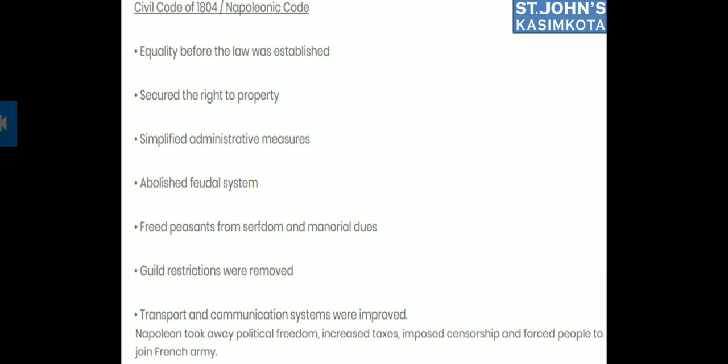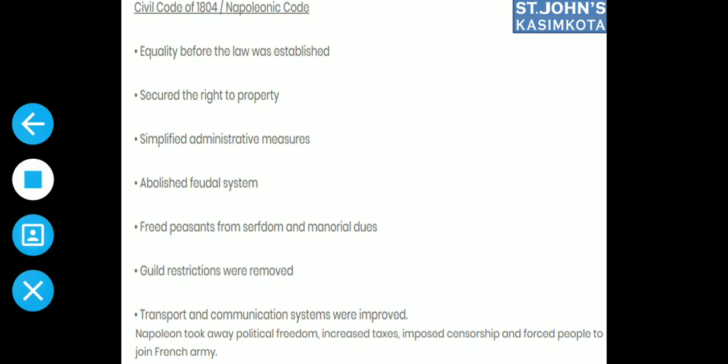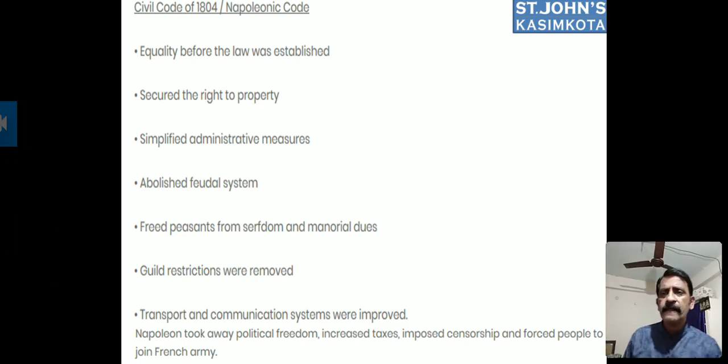So what did the Civil Code of 1804 do? We are going to see now. It stated equality before the law was established, secured right to property, simplified administrative measures, abolished the feudal system, freed peasants from serfdom and manorial dues, guild restrictions were removed, and transport and communication systems were improved. Napoleon took away political freedom, increased the taxes, imposed censorship, and forced people to join the French army.